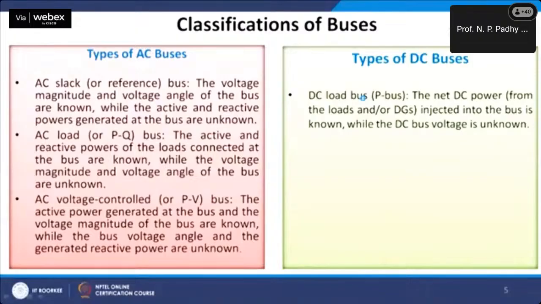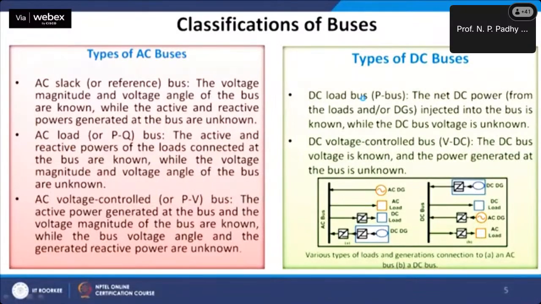But when you go for your DC buses, now the reactive power is missing, the angle is missing, so perhaps you have only P and V, the real power and voltage, because it's a DC system. Now in DC bus, we have a P bus, which we call a DC load bus, where the net DC power injected into the bus is known while the voltage is not known. The P is known, but the V is not known, the so-called DC load bus or P bus.